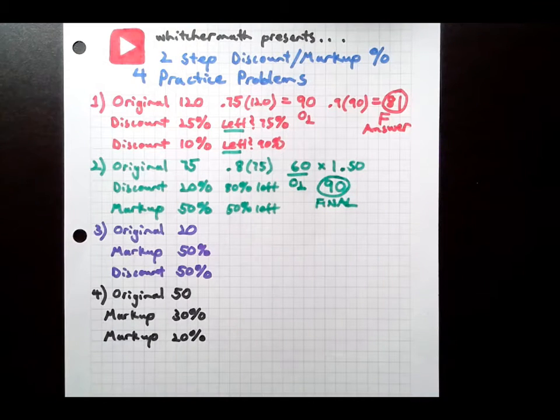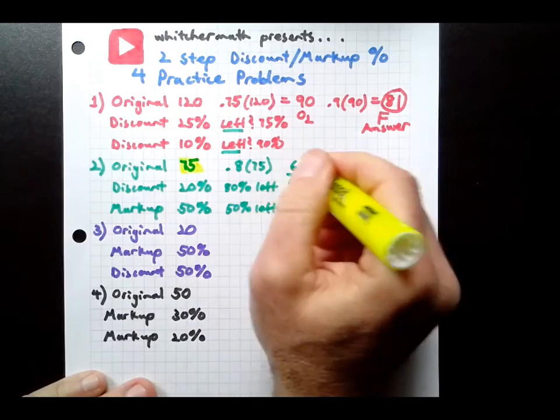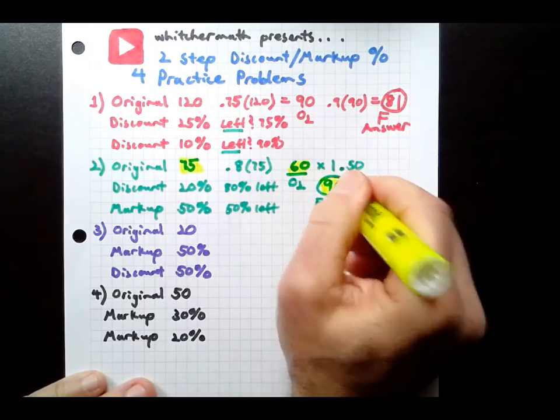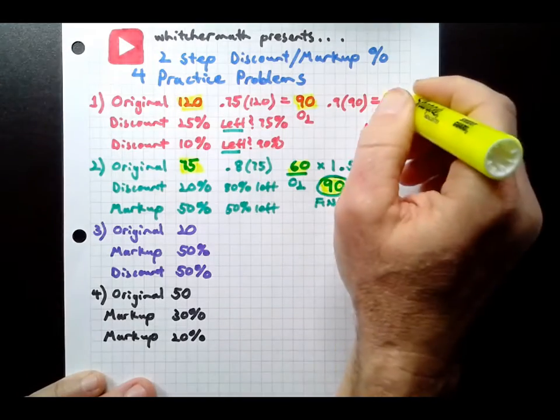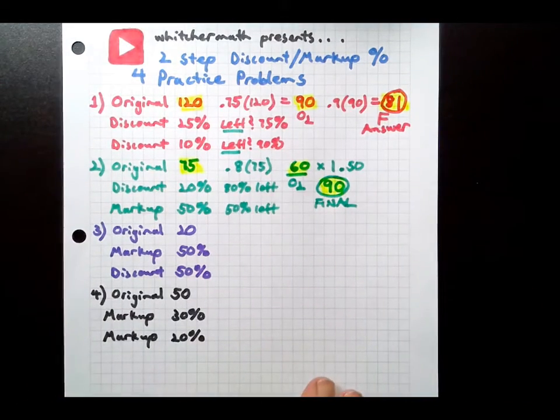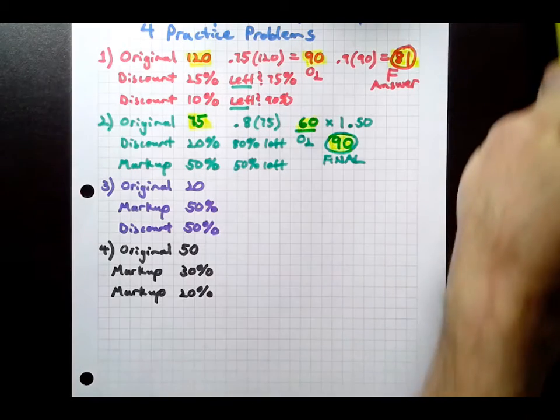So we've got our original, our step one answer, and our final answer. Original, step one answer, final answer. Let's keep looking for those three things as we continue down through these two-step problems.